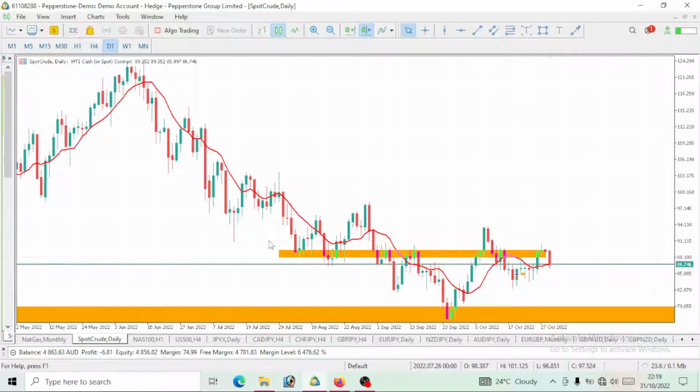So guys, here we have this WTI crude oil. Now let's do a quick analysis on it.